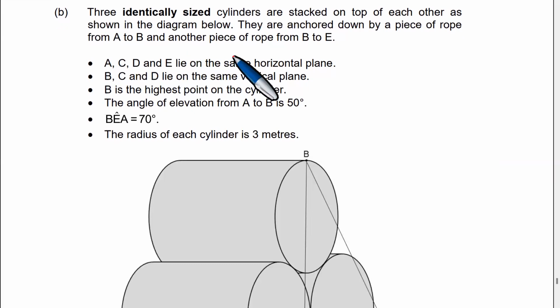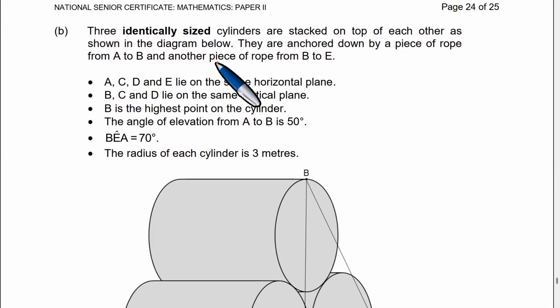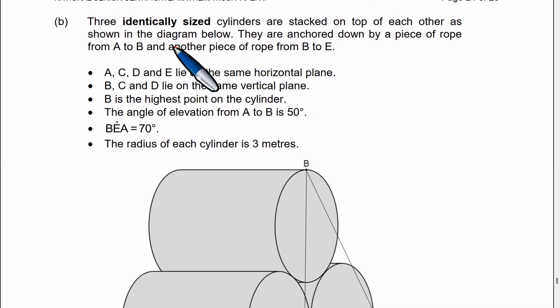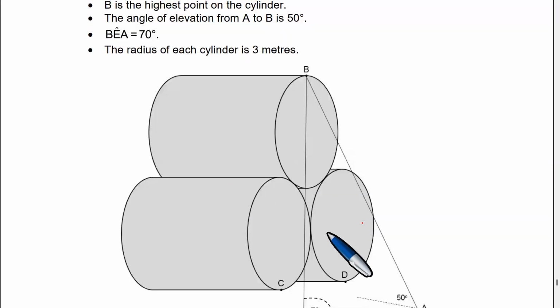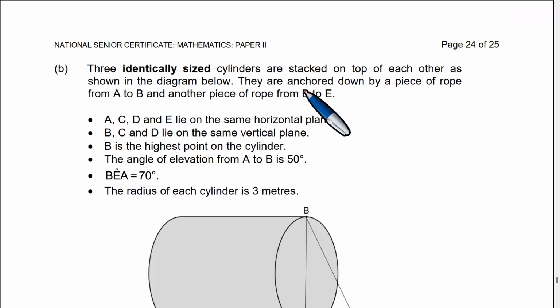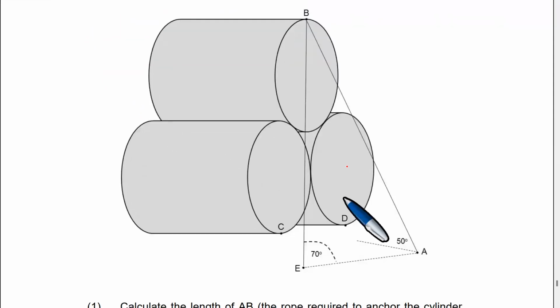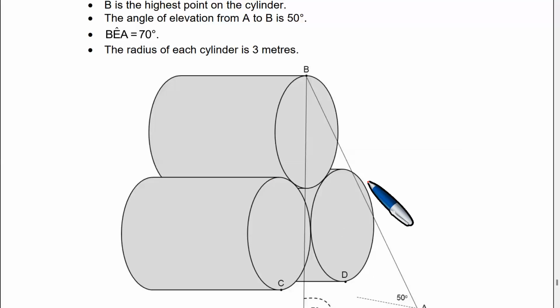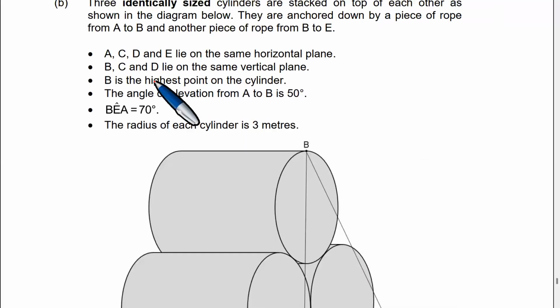3 identically sized cylinders are stacked on top of each other, as shown in the diagram below. Okay, identically sized cylinders, the cylinders are stacked on top of each other. They are anchored down by a piece of rope from A to B. There's just some rope from A to B that anchors them, like supports them.